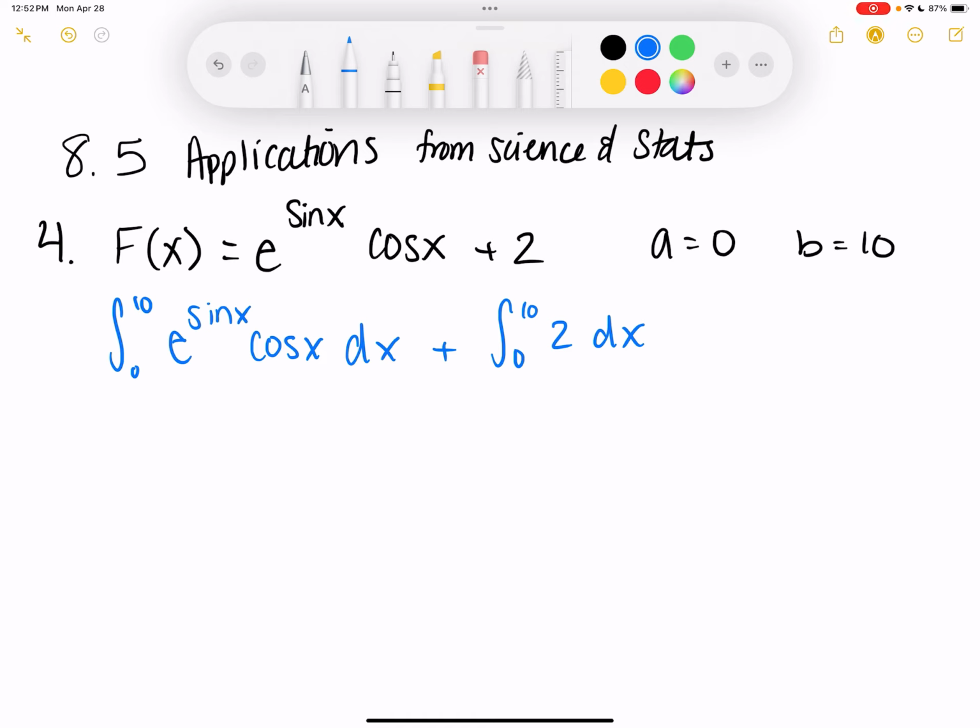I was wondering what was going on there. I thought you forgot to write the plus 2. But no, it was all on purpose. The main reason I'm splitting it is because I'm going to be using u substitution and I just don't want it to get confusing.